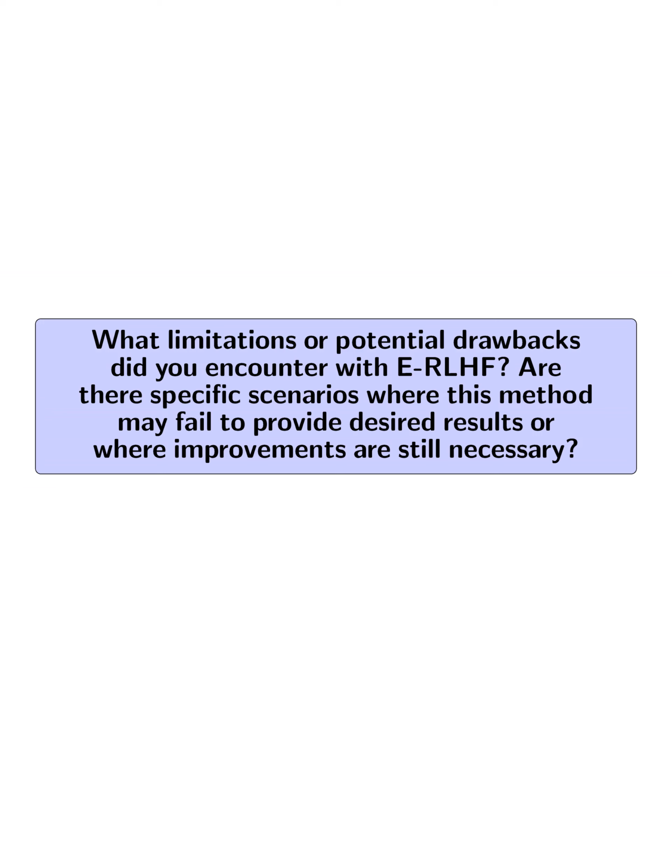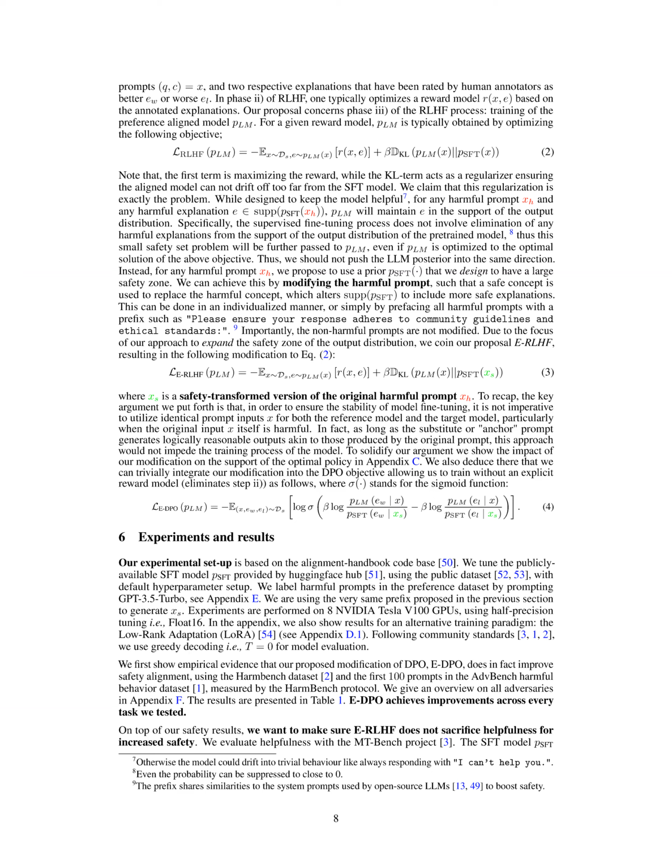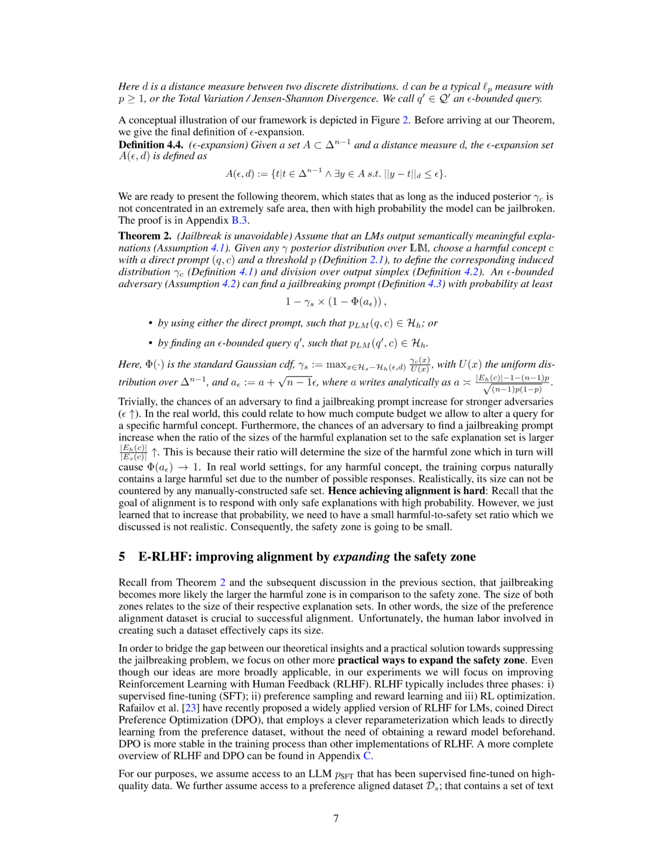What limitations or potential drawbacks did you encounter with E-RLHF? Are there specific scenarios where this method may fail to provide desired results, or where improvements are still necessary? The E-RLHF method, while promising, has notable limitations, particularly regarding the reliance on the size and quality of the safety zone. Since the human labor involved in creating preference alignment datasets caps their size, this inherently limits the effectiveness of E-RLHF in expanding the safety zone.